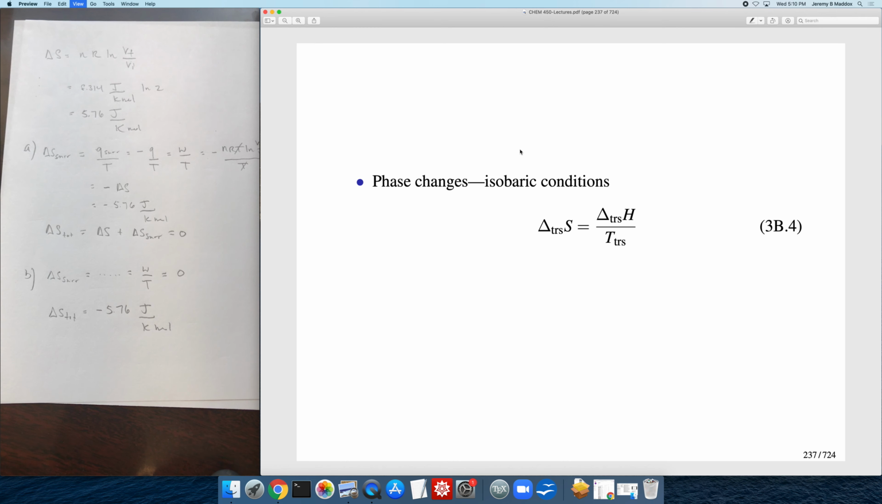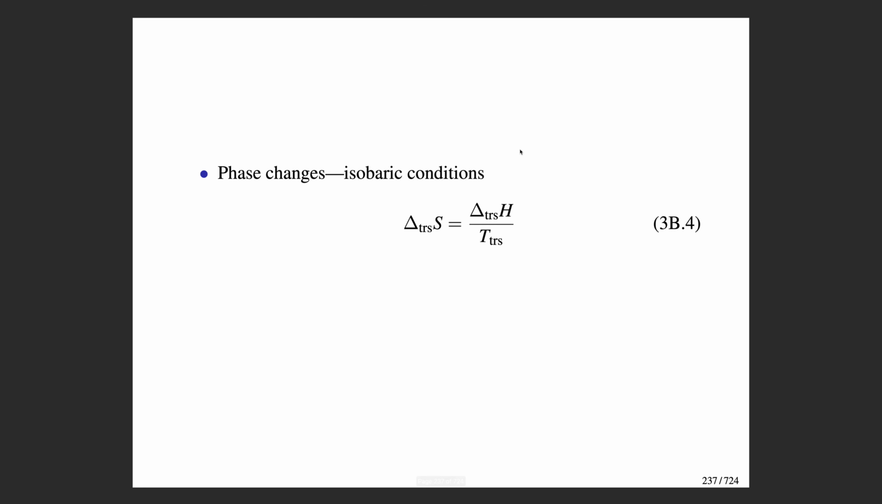Well, on this slide, I present the formula for calculating the entropy change of a phase transition. Phase transitions are usually carried out isobarically, and it's isothermal. The phase transitions occur over a constant temperature. And so delta S is the heat for the phase transition, delta H, divided by the temperature of the phase transition.